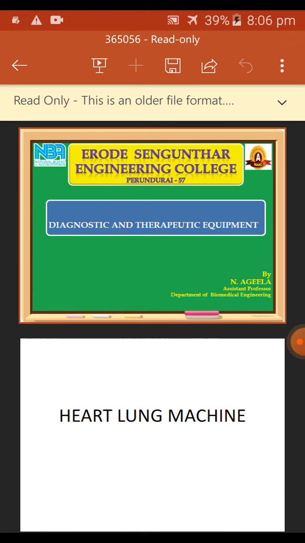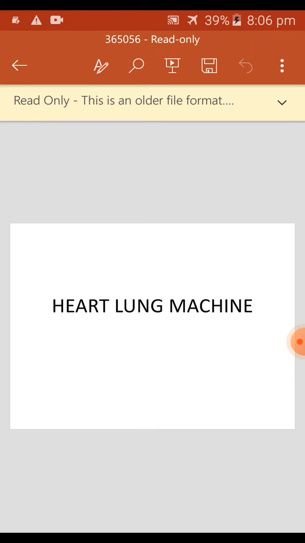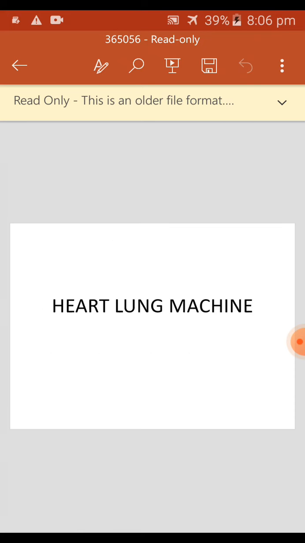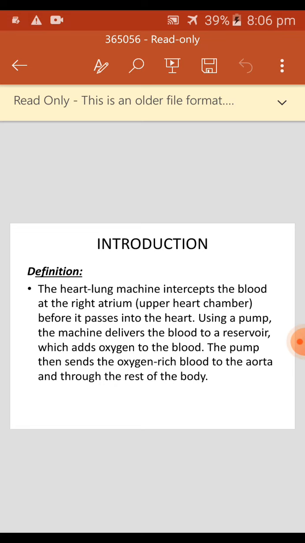Today we are going to see about the heart lung machine. Introduction. The heart lung machine intercepts the blood at the right atrium before it passes into the heart. Using a pump, the machine delivers the blood to a reservoir which adds oxygen to the blood. The pump then sends the oxygen rich blood to the aorta and through the rest of the body.